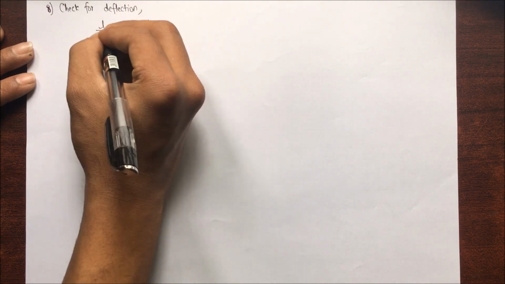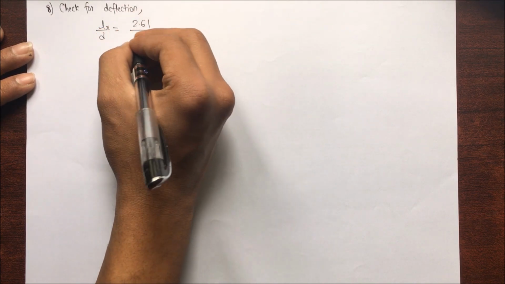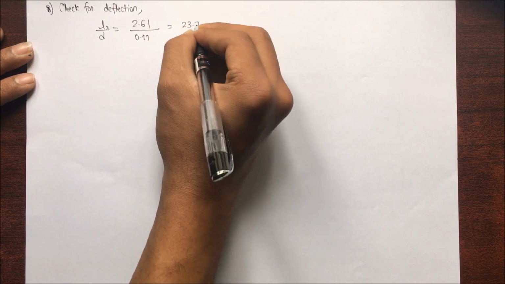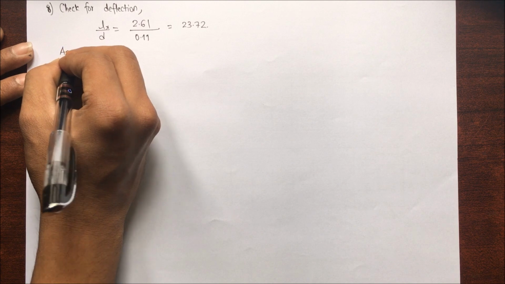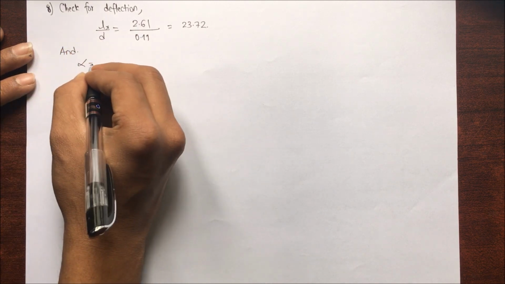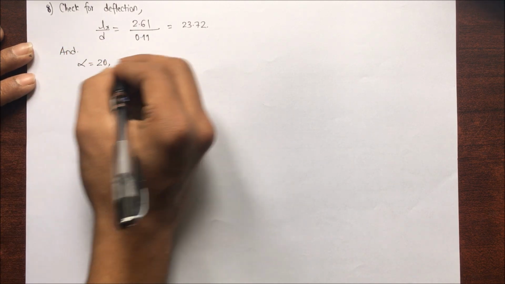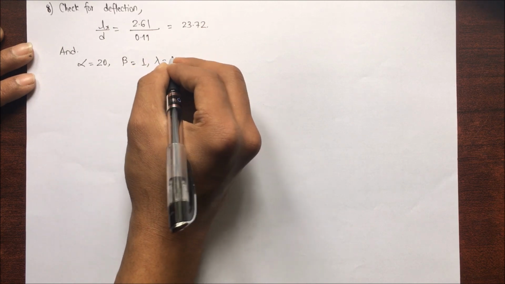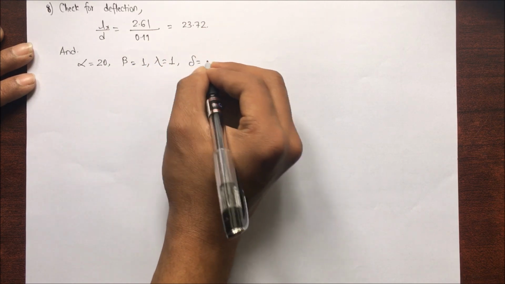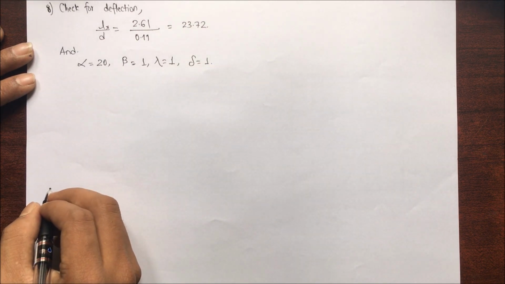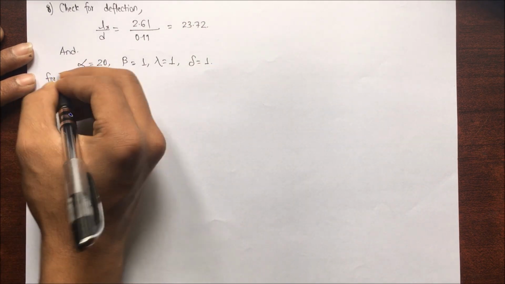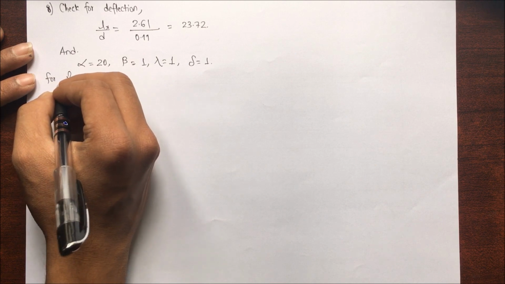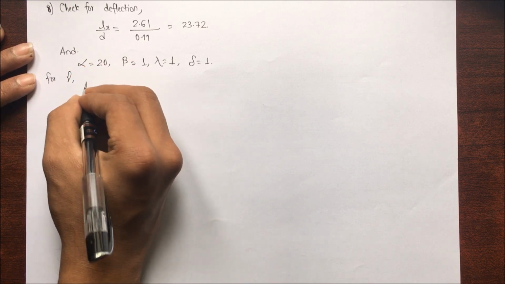L by D is equal to 2.61 by taking the smaller dimension, 0.11. This comes as 23.72, and also alpha is equal to 20, beta is equal to 1. I'll make you clear about these values. Lambda is equal to 1, delta is equal to 1. So for gamma, it is to be calculated from AST by BD.